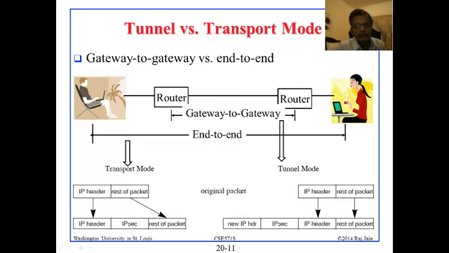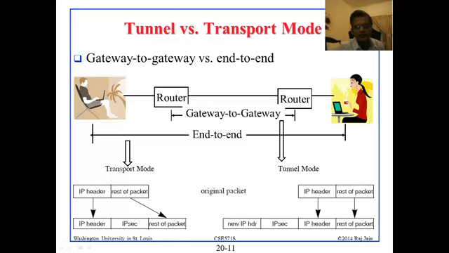Now, although there is encapsulation in both cases, it's a different kind of encapsulation, as we will see. So in the tunnel mode, we take the original header and put it inside the packet. So the rest of the packet is there, the original header is there. Then we put the IPsec header, which could be AH or ESP or both. And then we have the new IP header.